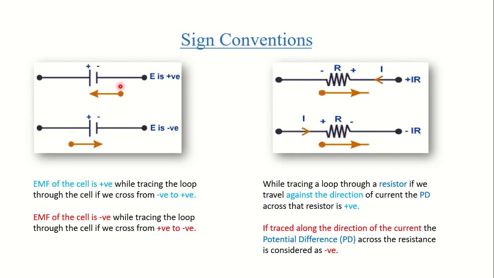This can be understood in another way also, that is, you are moving from negative terminal to the positive terminal means that you are moving from a lower potential point to a higher potential point. Then E is positive. And in the second diagram, you can see you are moving from a higher potential point to a lower potential point in the direction of the loop, and therefore E is negative.